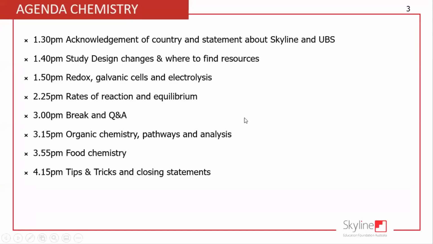So just to give you a brief agenda of what we'll be going through today, we're not going to stick too strictly to this, but essentially just to begin with, we're going to go through a brief introduction, our acknowledgement of country, then go through our study design changes, redox, galvanic cells and electrolysis, move on to rates of reaction and equilibrium, where we'll have a break afterwards, then go through organic chemistry, pathways and analysis of organic molecules, finish off with a bit of food chemistry, and finally just go into a bit of information about your chemistry tips and tricks and how to study effectively.